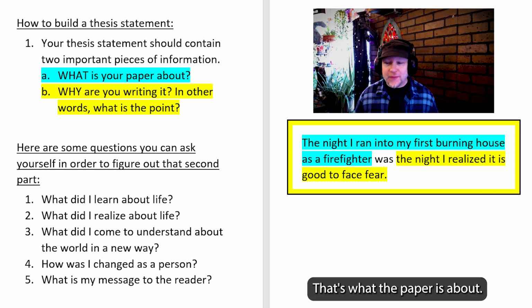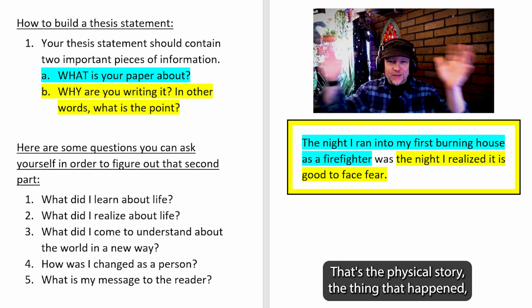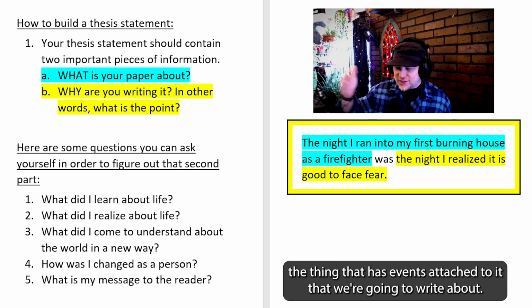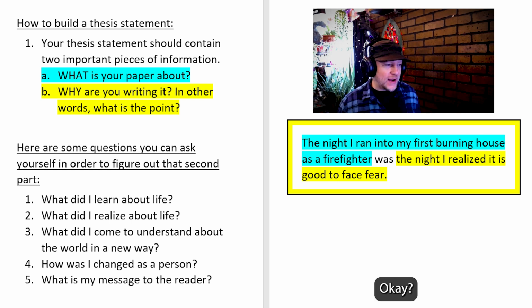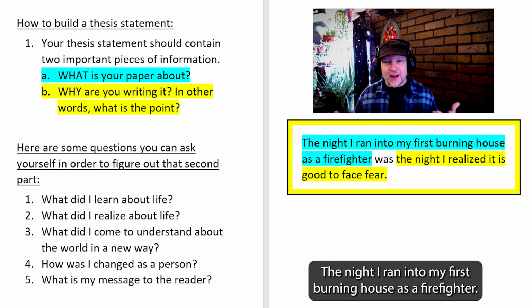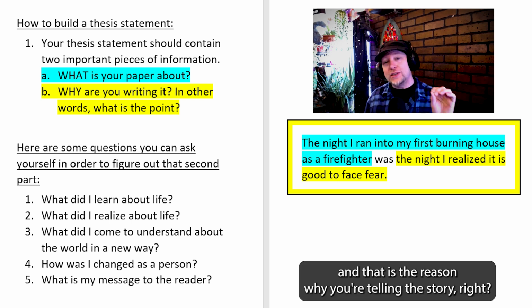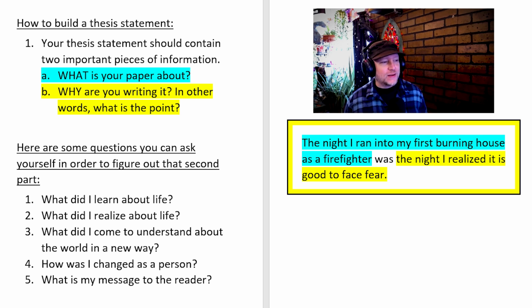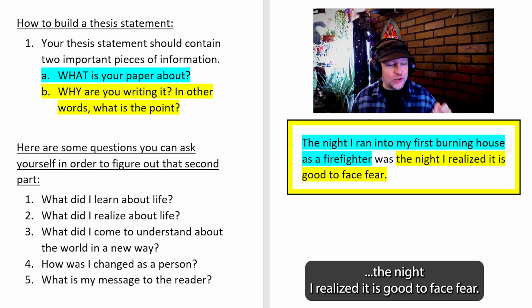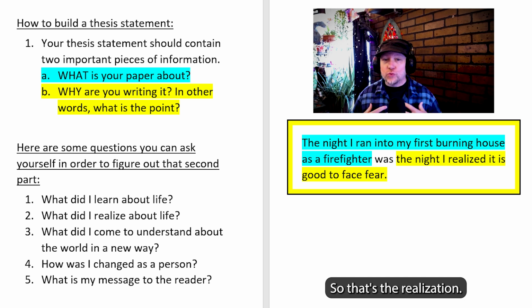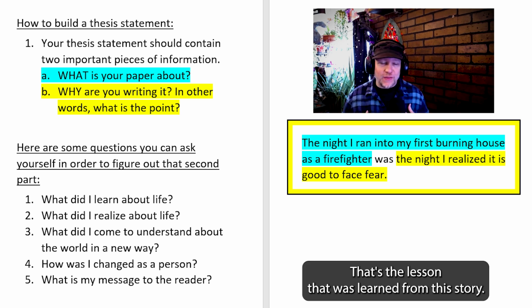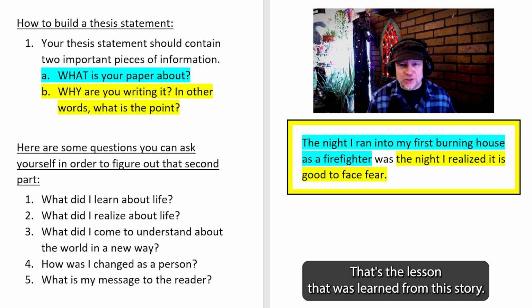That's what the paper is about. That's the physical story, the thing that happened, the thing that has events attached to it that we're going to write about, okay? The night I ran into my first burning house as a firefighter. But then there's the yellow part, and that is the reason why you're telling the story, right? The night I realized it is good to face fear. So that's the realization. That's the lesson that was learned from this story, okay?